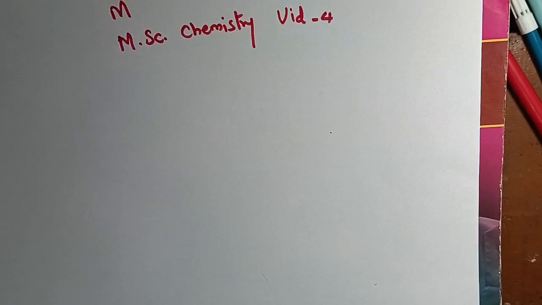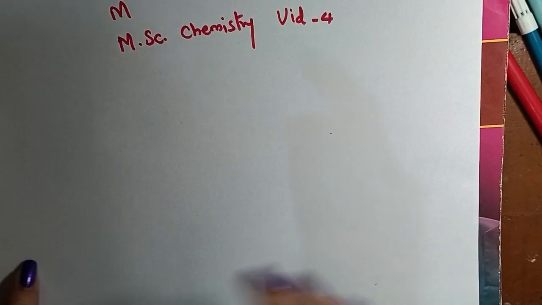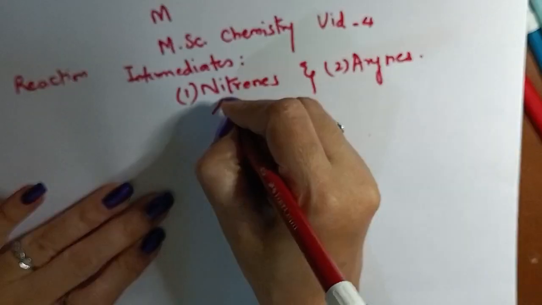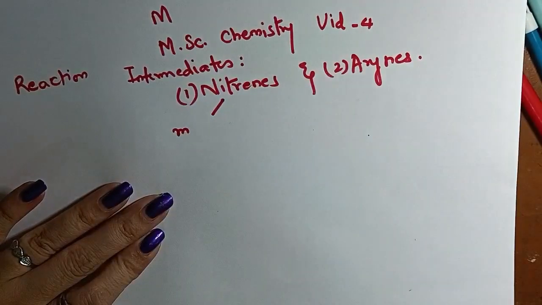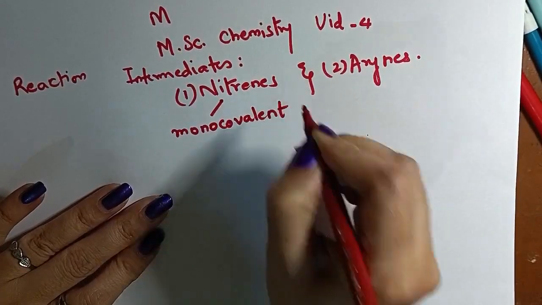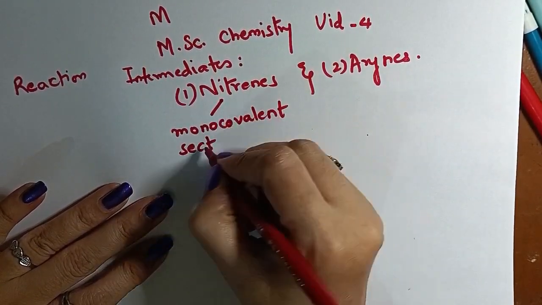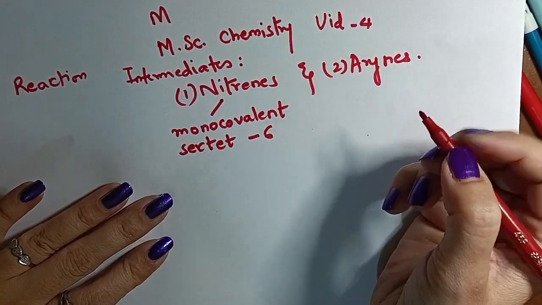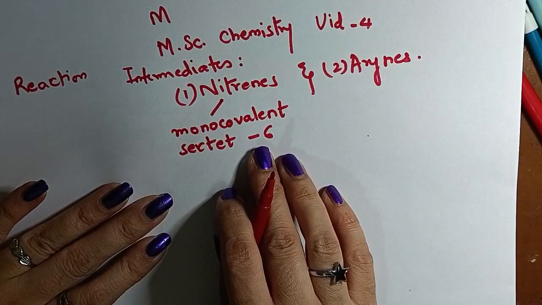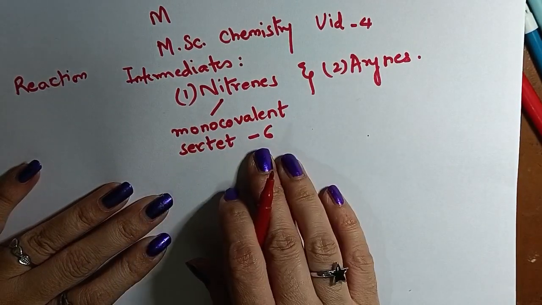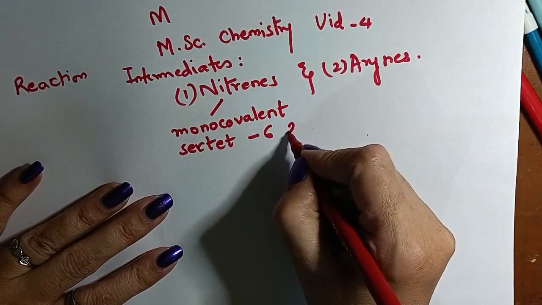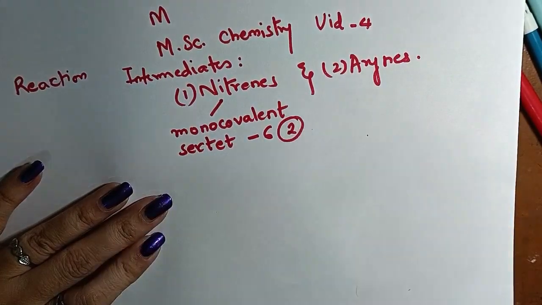Today I am going to make a video on the remaining reaction intermediates, that is nitrenes and arynes. Nitrenes are monocovalent nitrogen having a sextet of electrons, means 6 electrons. Same like octet, for forming a stable complete inert state we need an octet of electrons, that is 8 electrons, but here we are deficient of 2 electrons.